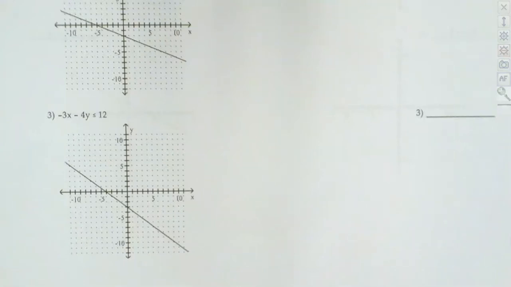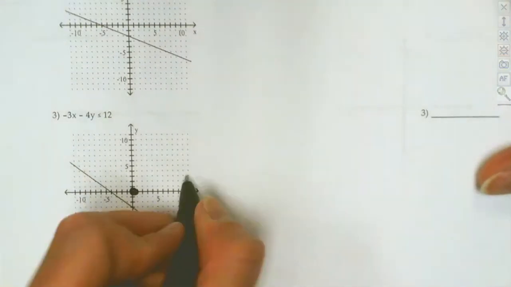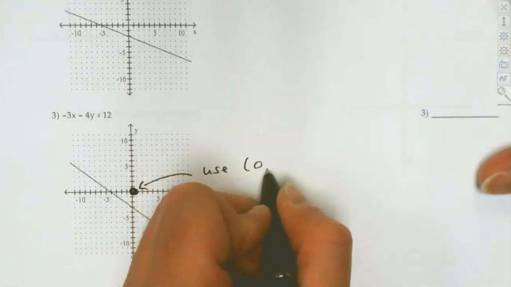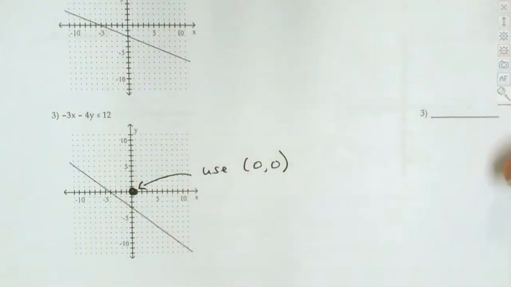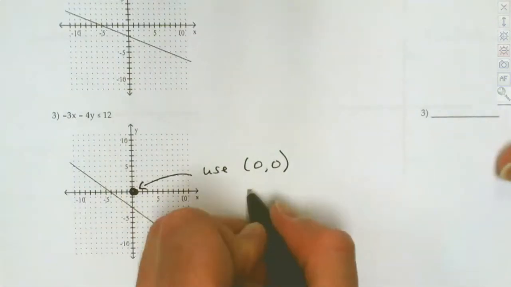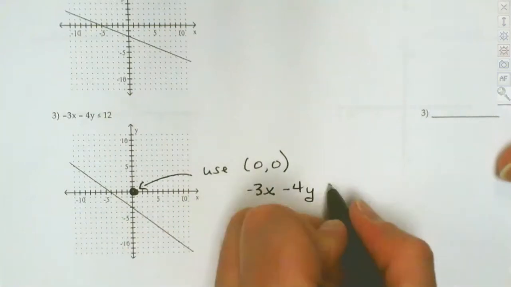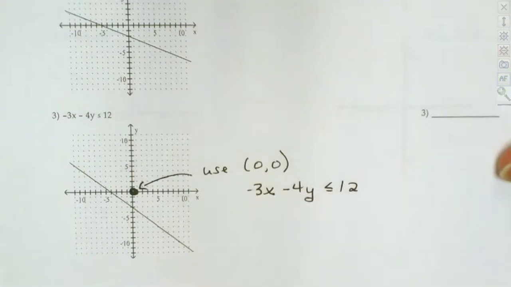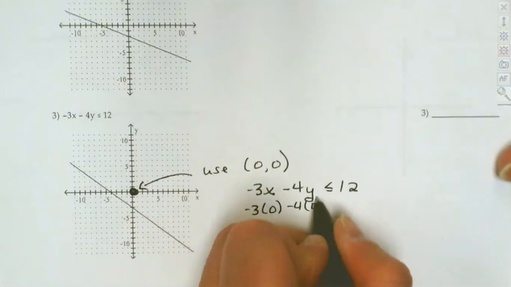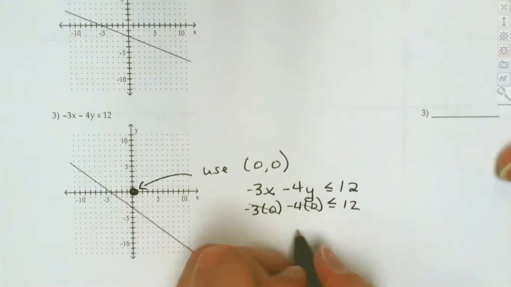So we need to pick a point that is not on that line. Doesn't matter what we use. Well, I'm going to use 0, 0. And let's check that 0, 0 in my original equation. So I've got minus 3x minus 4y is less than or equal to 12. We're going to plug in that 0. That's gone, so I've got 0.